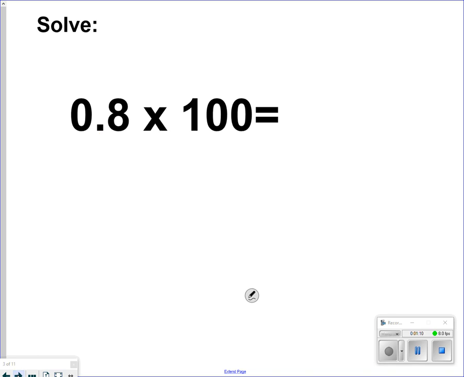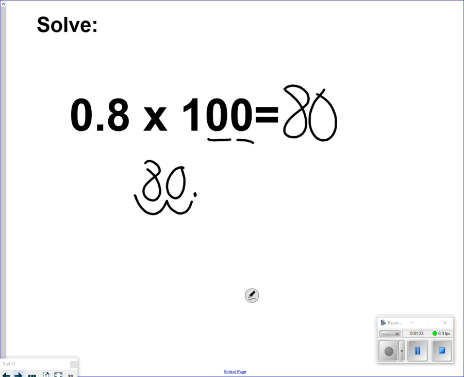So I have 0.8 times 100. So I'm going to take this 0.8, I'm going to move this decimal 2 spots to the right because I have 2 zeros. 1, 2. So my answer is 80. If you don't believe me, watch closely. So then you do believe me.